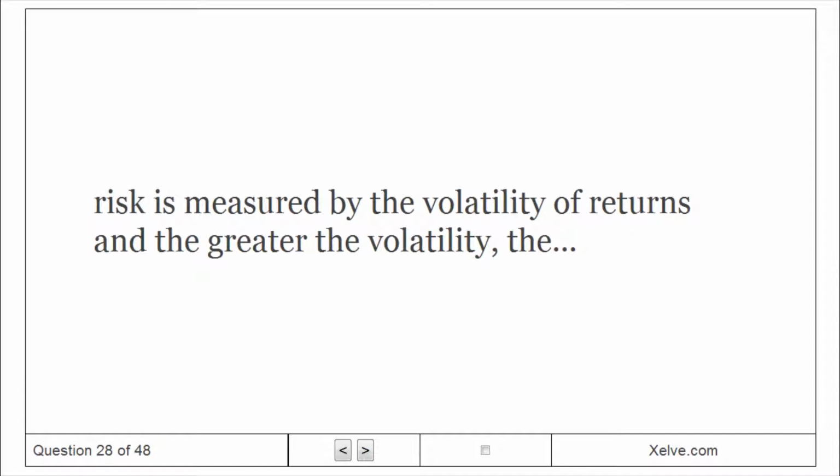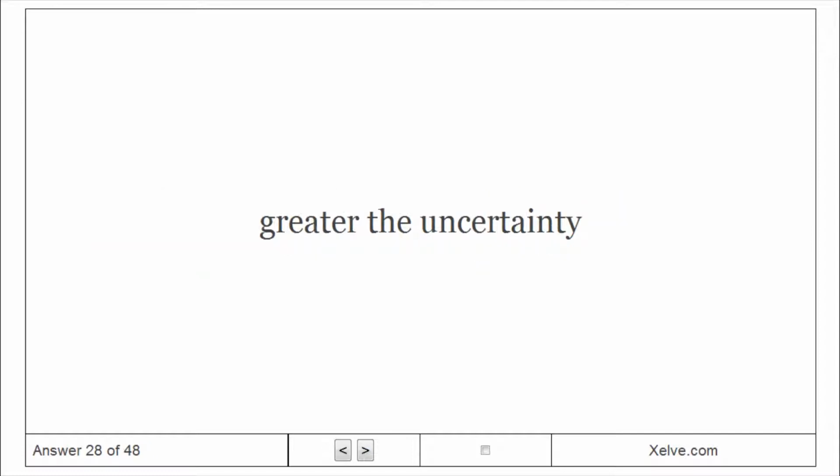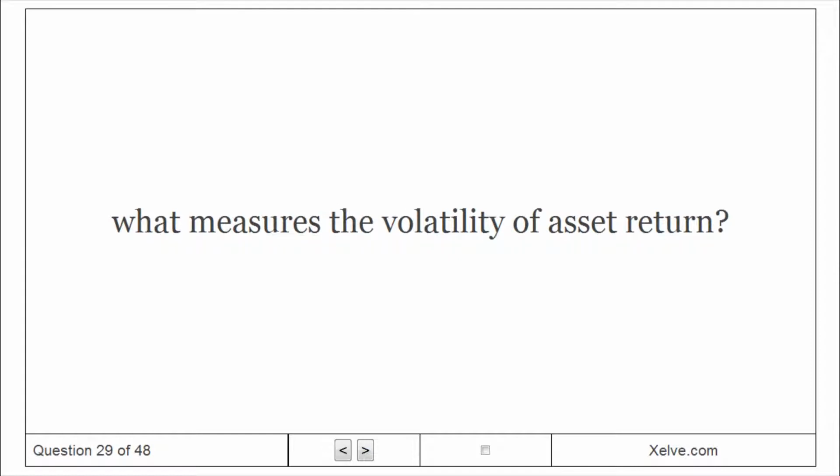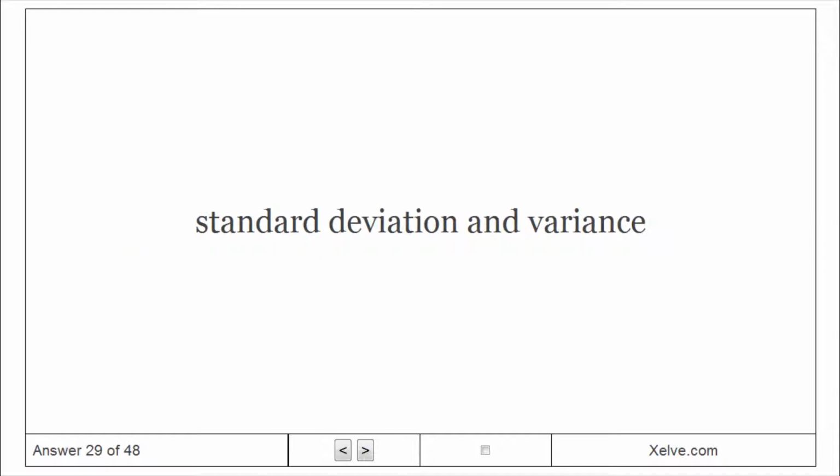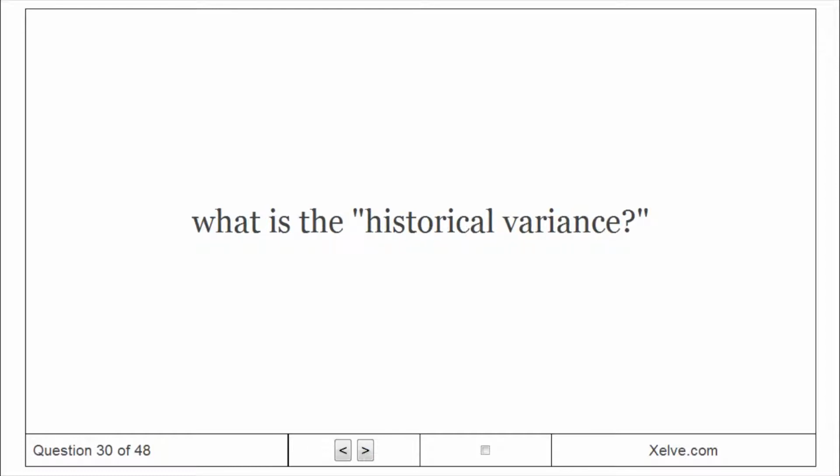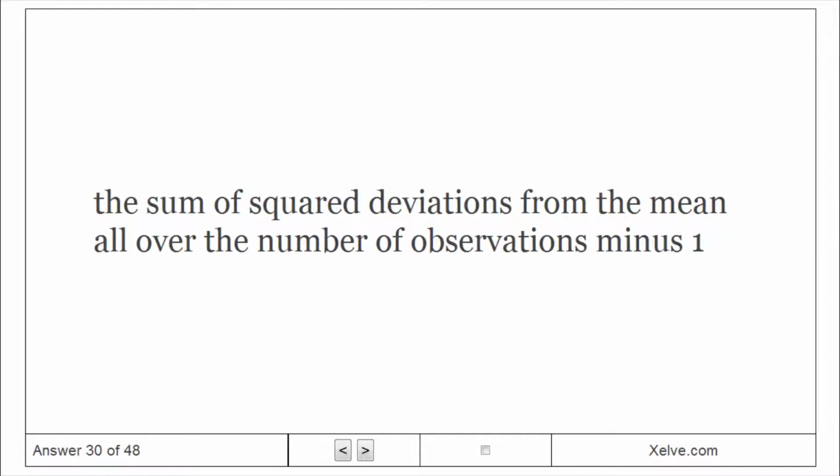Risk is measured by the volatility of returns, and the greater the volatility, the greater the uncertainty. What measures the volatility of asset return? Standard deviation and variance. What is the historical variance? The sum of squared deviations from the mean all over the number of observations minus 1.